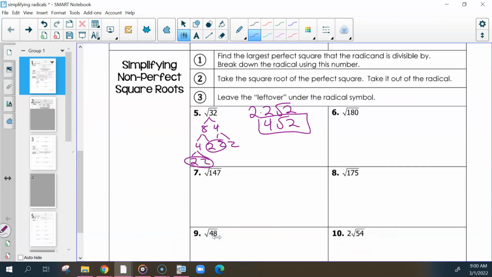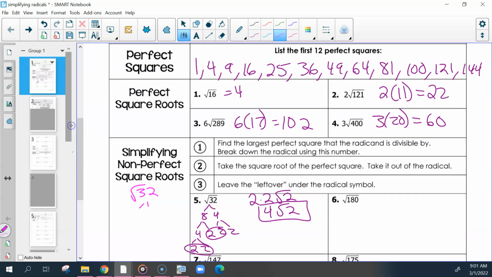Okay, the other way to do this, I'm going to do this off to the side, is to think about the highest perfect square you can divide this by. So think about your perfect squares, look at your list. What is the highest perfect square I can divide this by? 16 and 2. Now 4 would work, but that's not the highest. I can't do 9 or 25, but 16 would work.